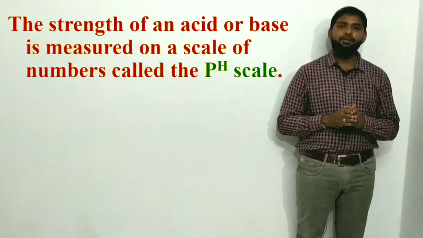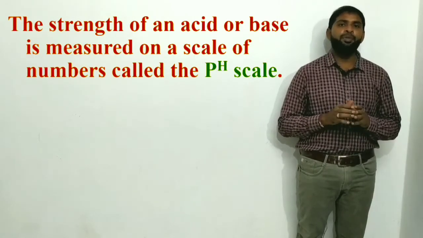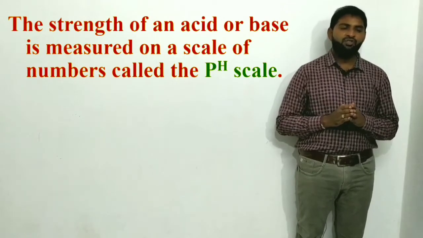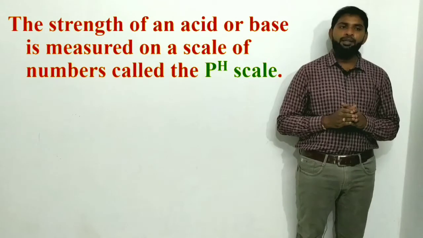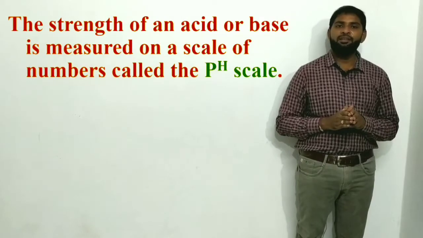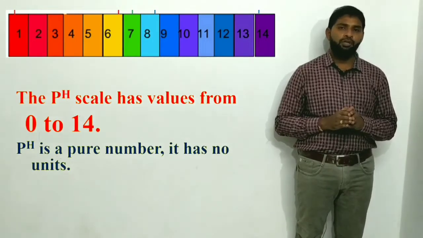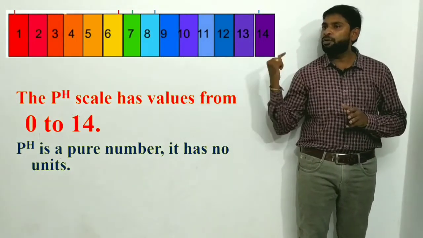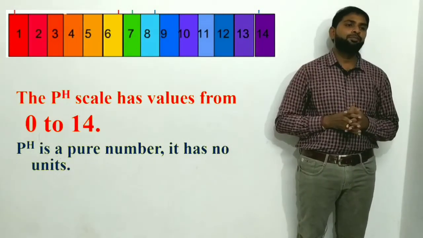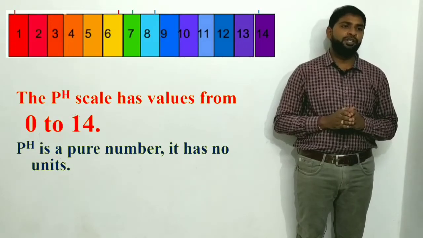The strength of an acid or base is measured on a scale of numbers called the pH scale. What is pH scale? The pH scale has values from 0 to 14. pH is a pure number. It has no units.